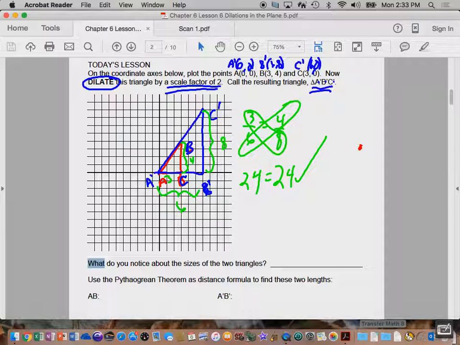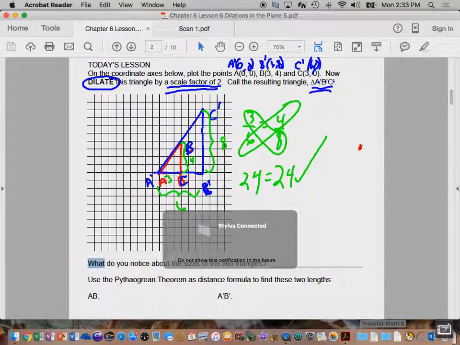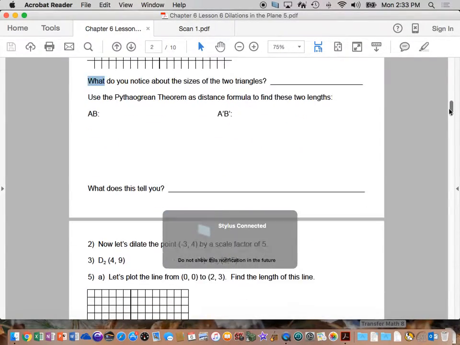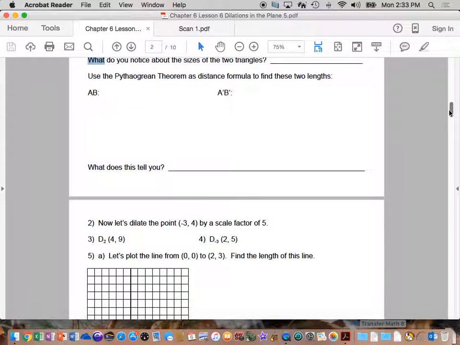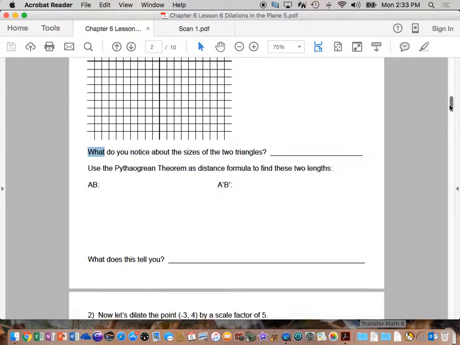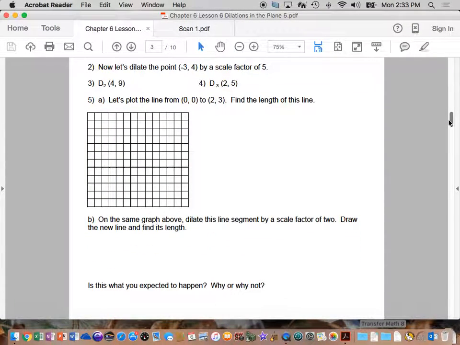All right? Now, let's scroll this up a little bit. I erased it. We would have used the distance formula, sorry about that. All right, so let's take a look at some of these other dilations that we have going on here.